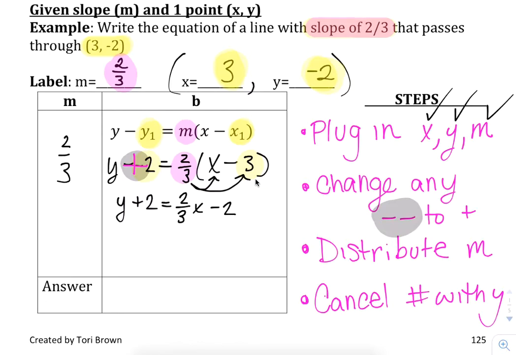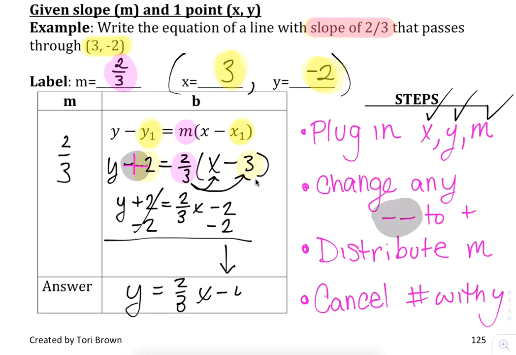Last step is we want to cancel out this guy. Whoever's with y, we're canceling him away. How do I cancel a +2? Well, I need to subtract 2. He does not have an x, so I'm going to put him with the other number that does not have an x. They're going to cancel away, and I'm going to get my answer. Y equals 2/3 x. This gives me a -4. That's where my full answer comes from. If you need to listen again or pause that to copy, please do so now. We're going to the next page.